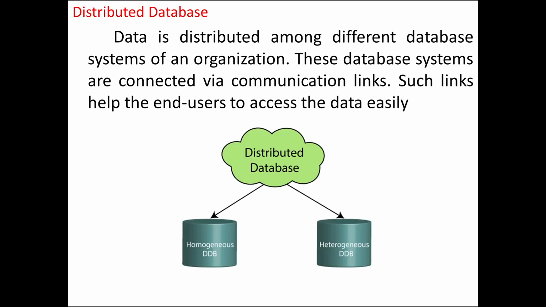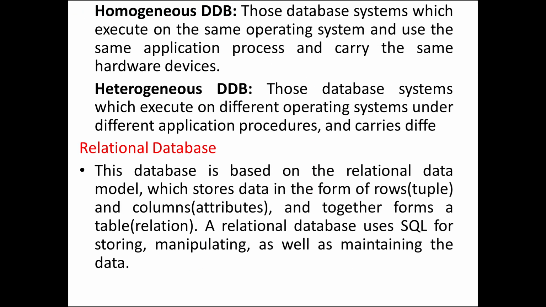Distributed database. A distributed database distributes the data among different database systems of an organization. These database systems are connected through communication links. Such links help the end user to access the data easily. In the distributed database, there are two types: homogeneous distributed database and heterogeneous distributed database.